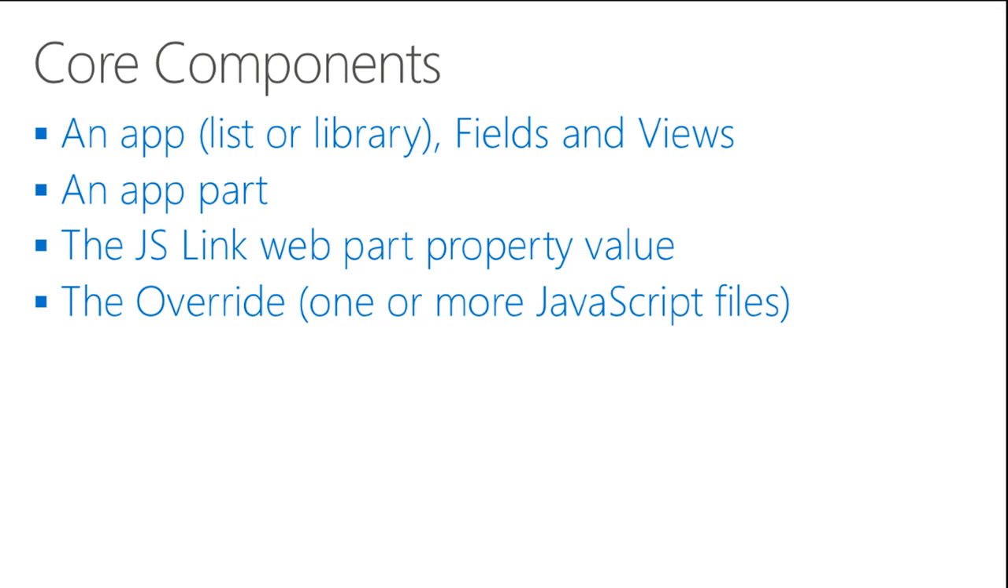So you've got your list. I'm going to go back to list terminology because I'm just more comfortable with it. You've got your list, you've got your web part, and now you've got a JavaScript file, and then the pointer to it. The JS Link web part property is going to point to your JavaScript file, and you've got the override, and we'll talk about what that means. You're basically saying, I want this data to do this or to look this way.